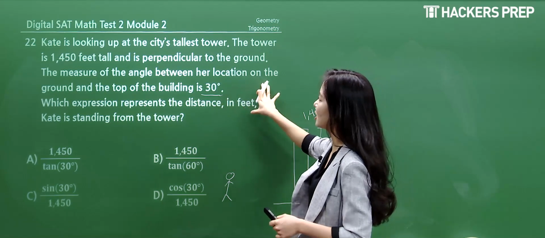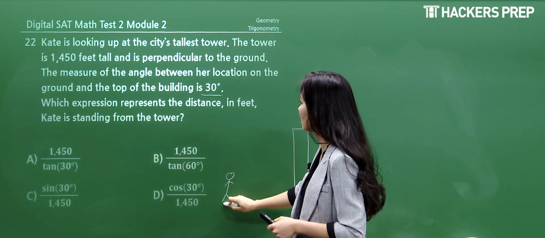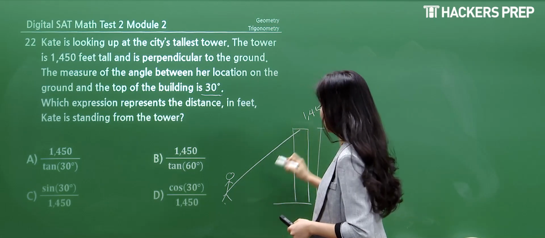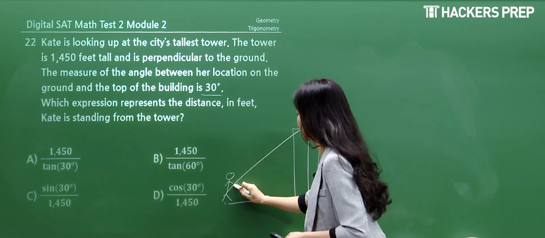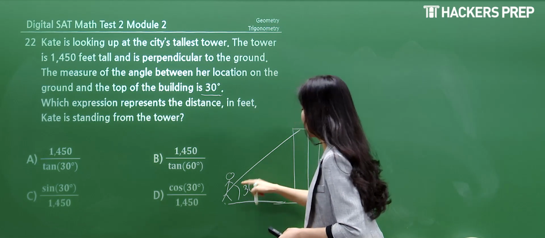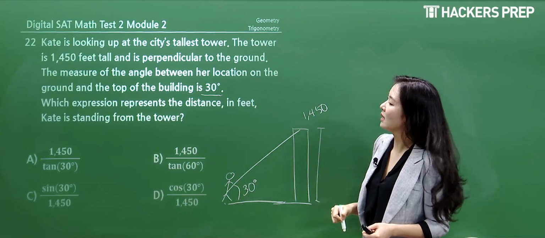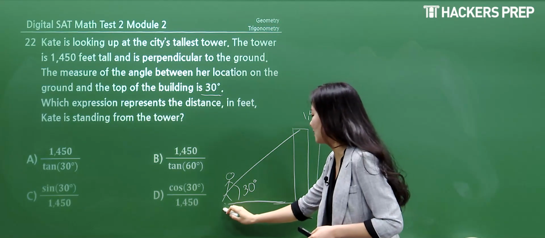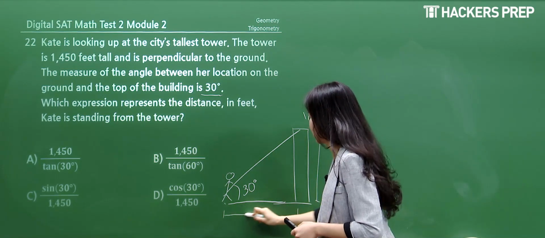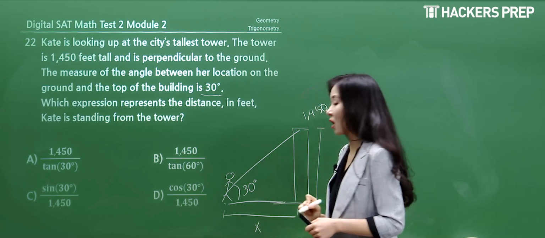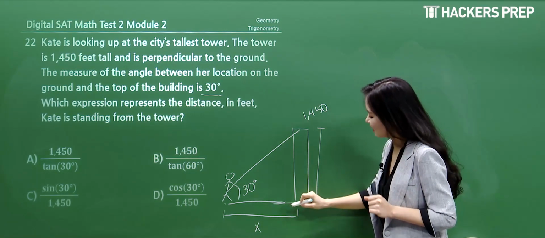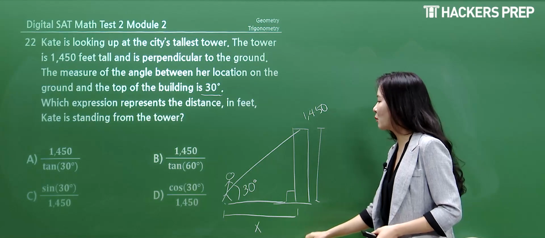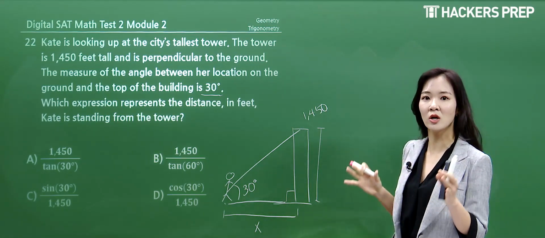And because the measure of the angle between her location and the top of the building is 30 degrees, we could probably draw this as, so this angle being 30 degrees. Now the question is asking which expression represents the distance in feet from Kate to the bottom of the tower. And we're going to call that x. So, as given here, this is indeed a right triangle. And anytime that we work with right triangles, let's always remember SOHCAHTOA.